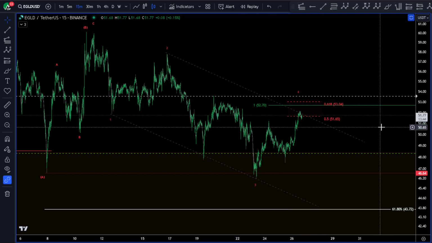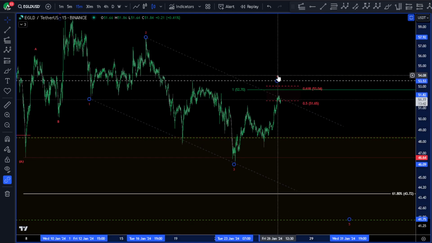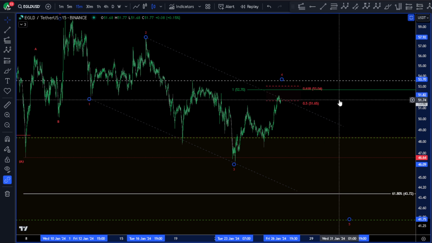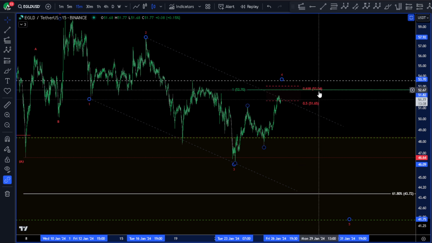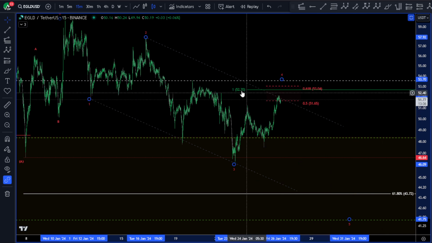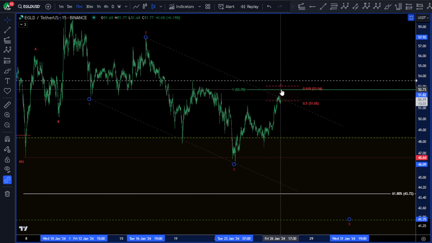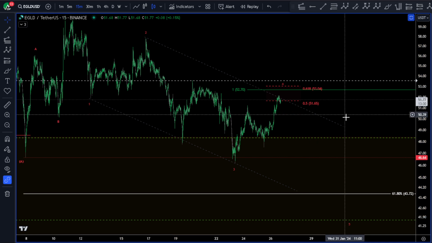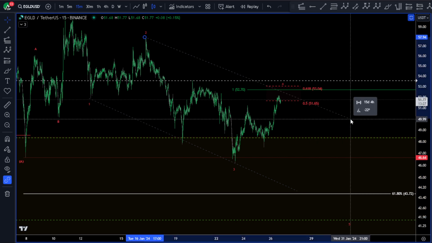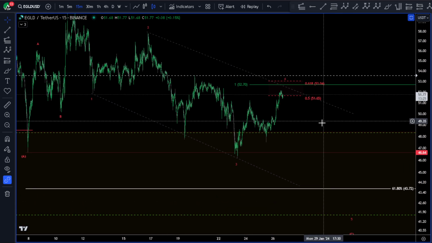So to keep this count intact, I wouldn't want us to come past 53.404 there, past the 618. The 1-to-1 extension of this first wave for our 4th to complete is there at 52.70. So we're right in that zone, which is perfectly valid for us to make that 5th wave to the downside.